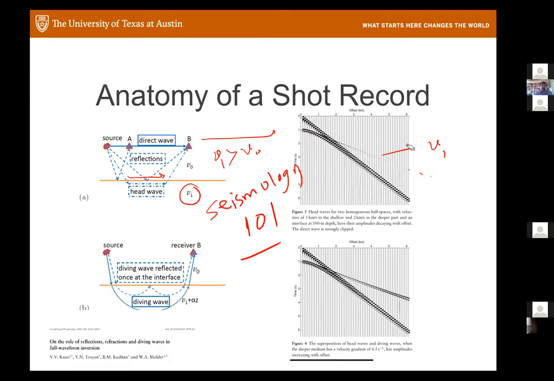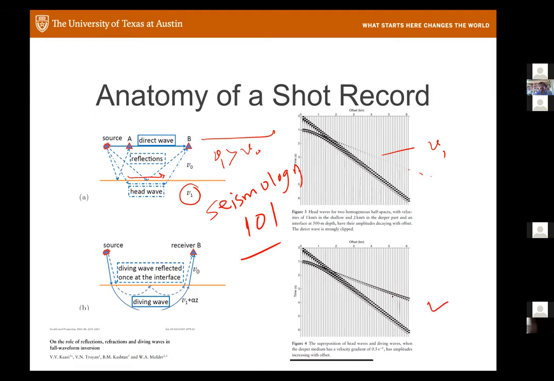Now, if you look at a layer overlying a gradient zone, then that forms diving rays. Now, this is where the interesting things start to happen. If you see, these are the multiply turning diving rays. They get reflected at the bottom of this interface of the top layer.